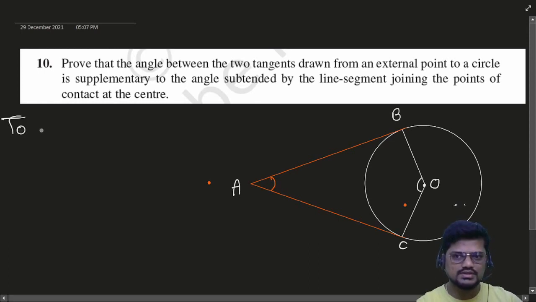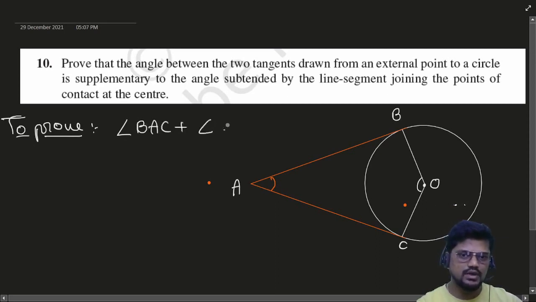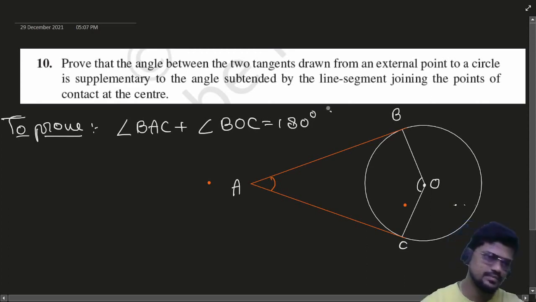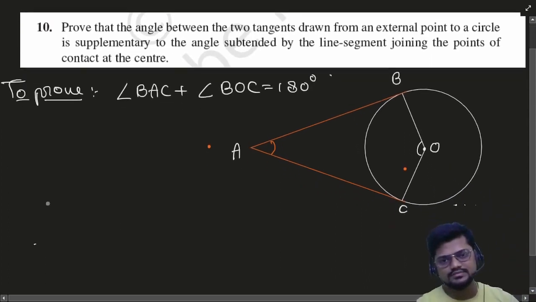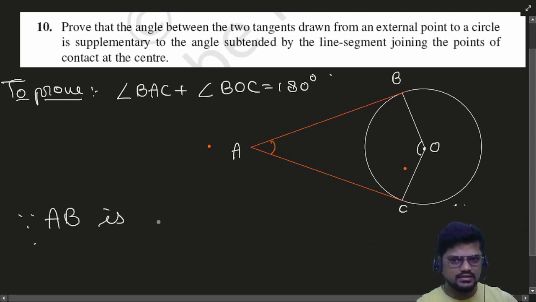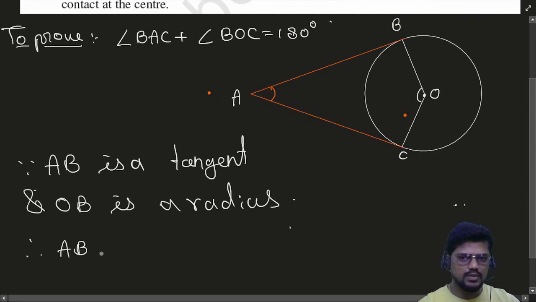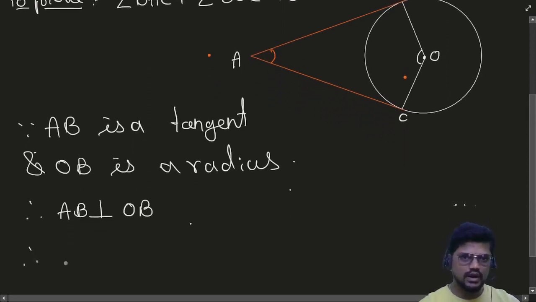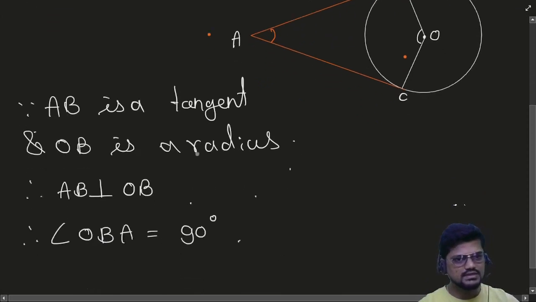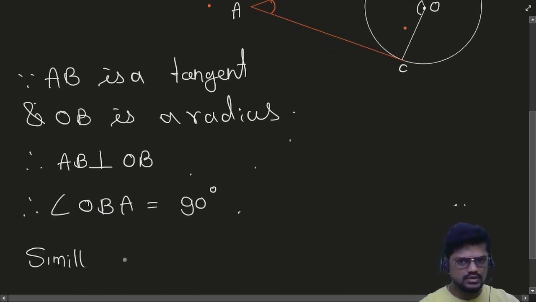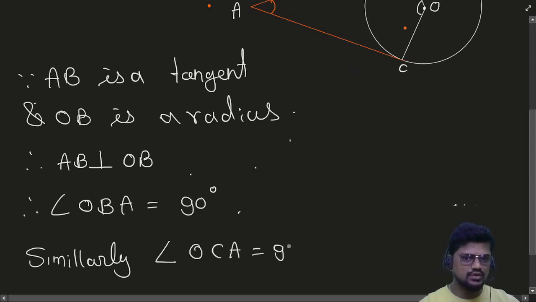So what you need to prove in this sum is that angle BAC plus angle BOC equals 180 degrees. Now, how can we prove it? We know that since AB is a tangent and OB is a radius, AB will be perpendicular to OB, therefore angle OBA will be equal to 90 degrees. Yes or no? And similarly, angle OCA is also equal to 90 degrees.